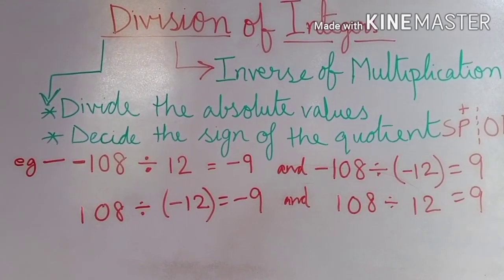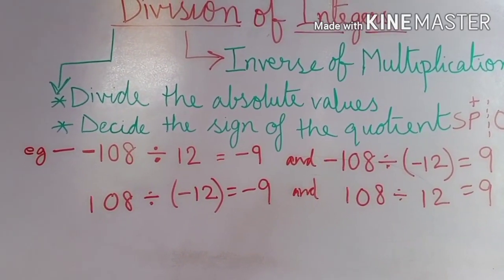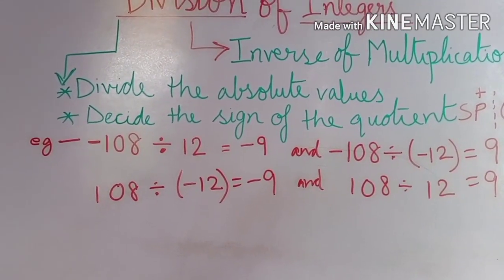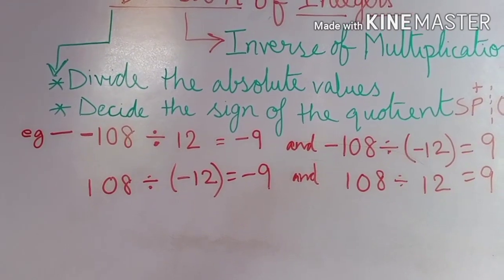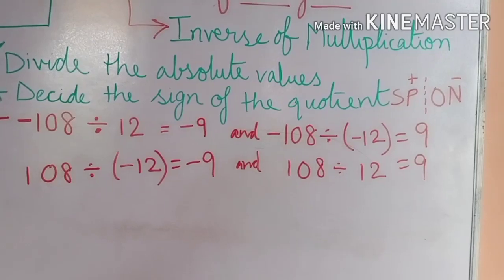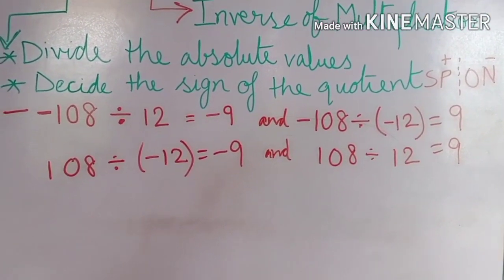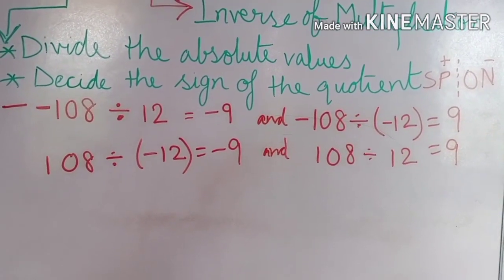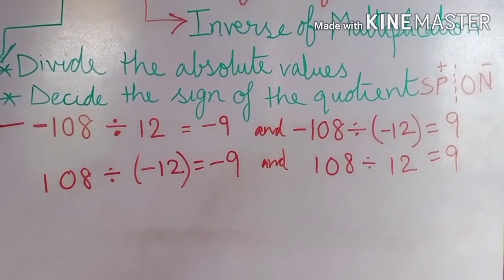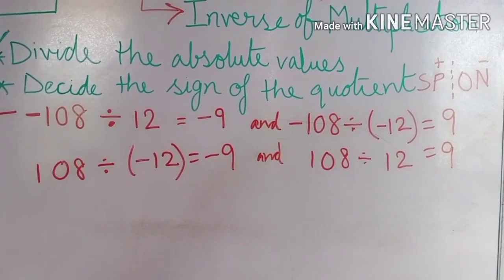So what is division? We already know that division is the inverse of multiplication. Now in the case of integers, we have to follow two steps. First, we have to divide the absolute values, and the second step is we have to decide the sign of the quotient. How will you decide? By this: if the same sign is there in the dividend and divisor, then the quotient will have a positive sign, and if the opposite sign is there in the dividend and divisor, then the quotient will have a negative sign.